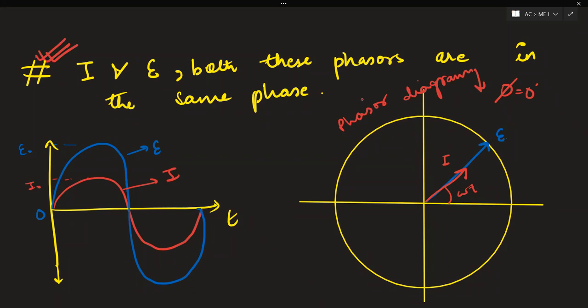All right. Yes, sir. Okay, note it down. Then we'll start with the next type of circuits: circuits having only inductance.